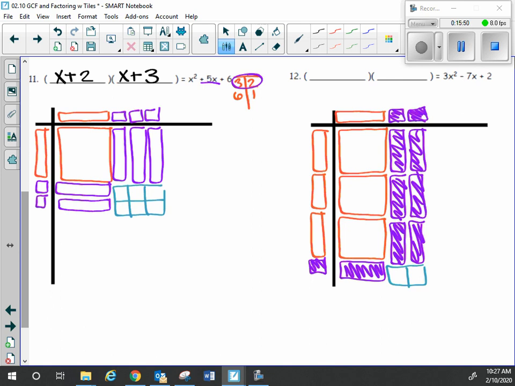So what are my factors? X minus 2 and 3x minus 1. Finish the packet for homework.